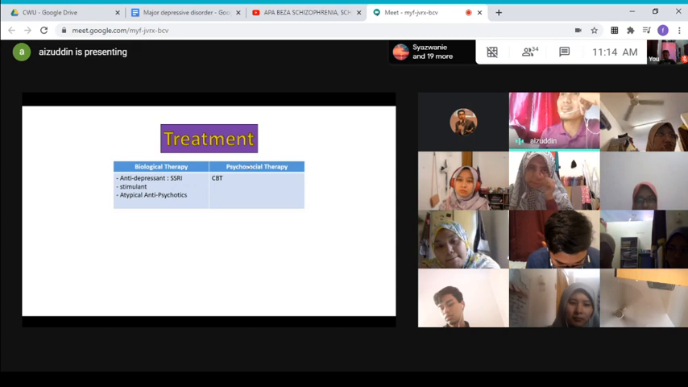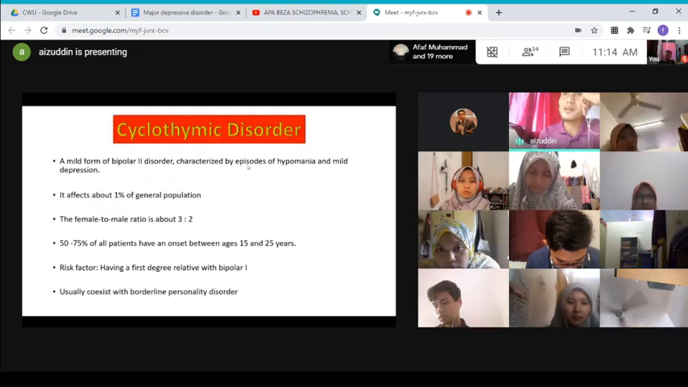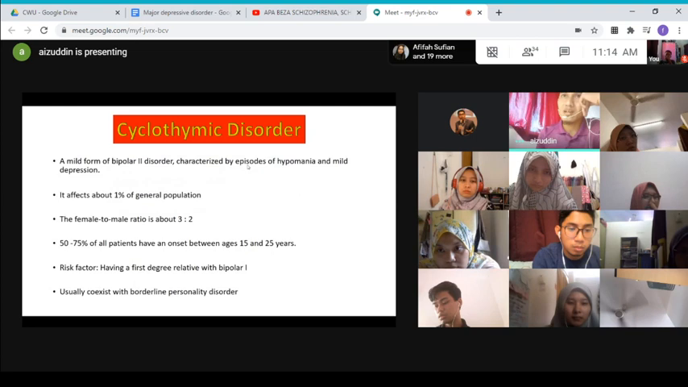Okay, the next one is cyclothymic disorder. If dysthymia is a milder form of depressive disorder, cyclothymic disorder is a milder form of bipolar disorder characterized by episodes of hypomania and also mild depression. It affects about 1% of the general population. Female is more common, and most patients have onset between 15 to 25 years old. The risk factor is having a first degree relative with bipolar 1, and usually it coexists with borderline personality disorder. So this is the diagnostic criteria.